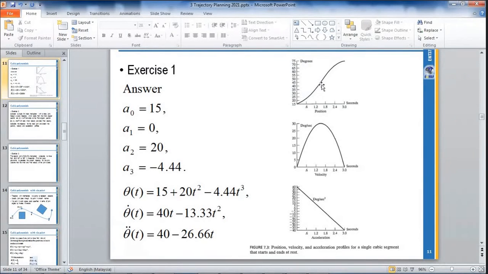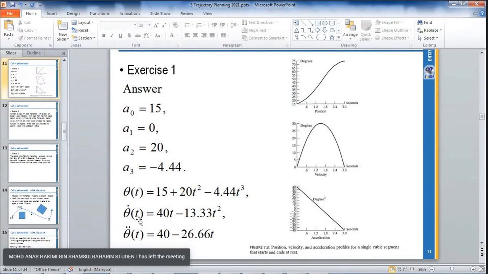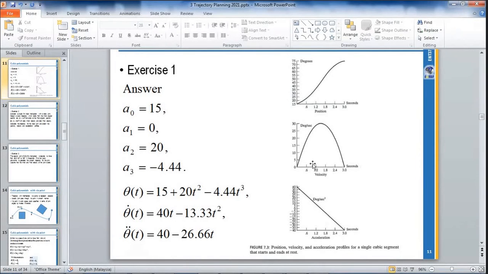So if you have 5 values of time, you will get a better curve, because you have 5 points here. And then you use your velocity equation, then you replace with another 5 values of time, so you will get a velocity graph. This is velocity in degree per second, and the x-axis is seconds.